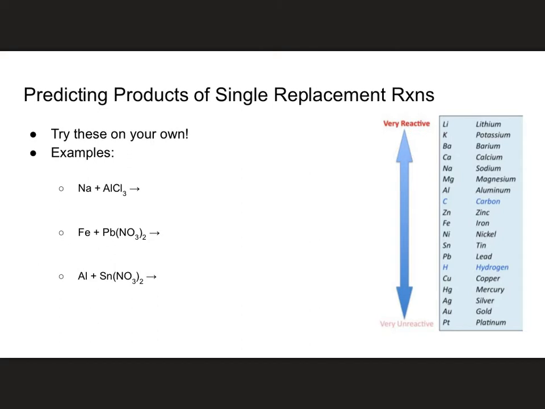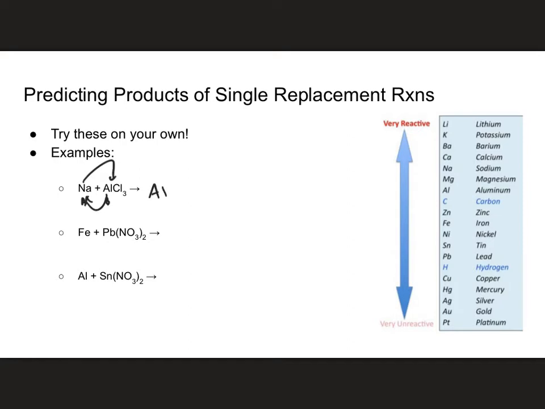I'm going to go ahead and do the first example for you, and then I'm going to ask you guys to do the final two. So we have sodium plus aluminum chloride. If we label sodium A and the aluminum B, and we look over here, sodium is above aluminum, so this reaction is going to occur. That means the sodium is going to knock the aluminum out of the compound, and aluminum becomes the element on the product side.